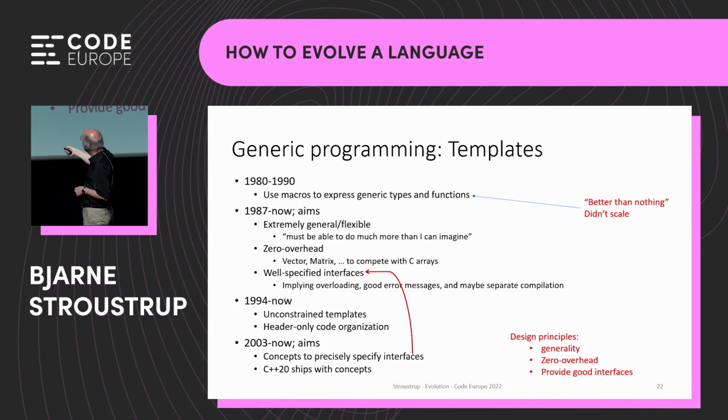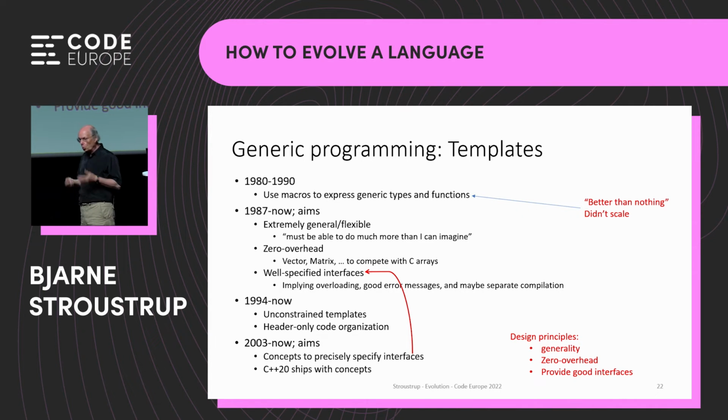In '87, I wanted something extremely general and flexible. The design aim explicitly at the time was I want something that can do much more than I can imagine. The assumption was always that if you take a group of people like this, they will have better ideas than any individual. They certainly have more ideas, and you have to take that into account. So extreme generality and flexibility, and it has to have zero overhead.